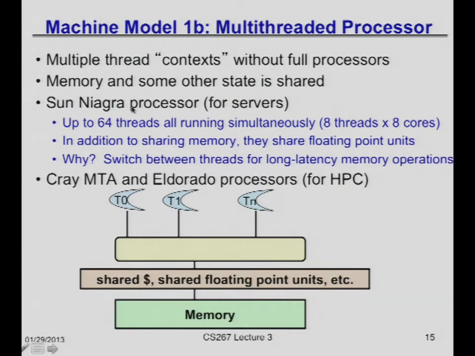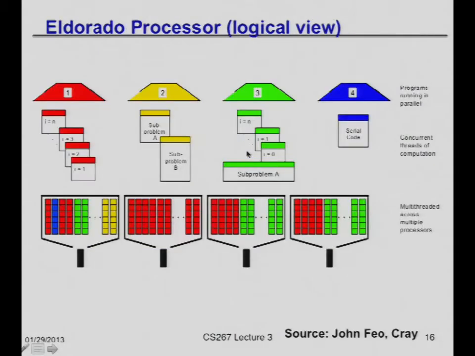Here are some examples. The Sun Niagara, a fairly recent commercial machine, did this, and older ones, the Cray MTA and the El Dorado. So you have all these threads, and the processor can shift between them in one cycle. They all share the floating point units, the cache, and so forth, and then the memory. These machines have been tried.